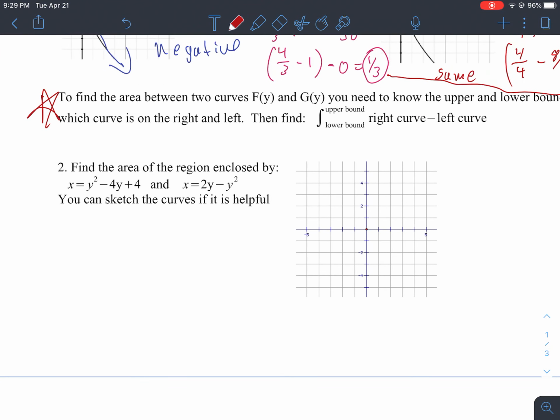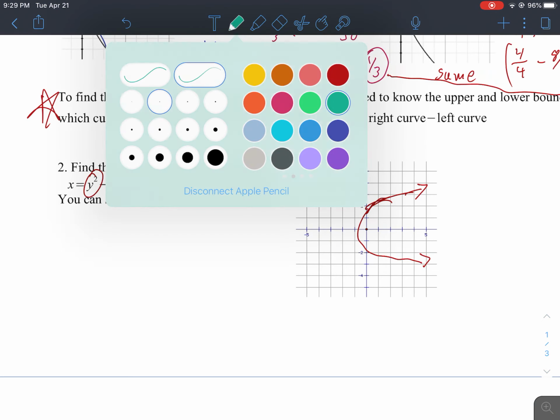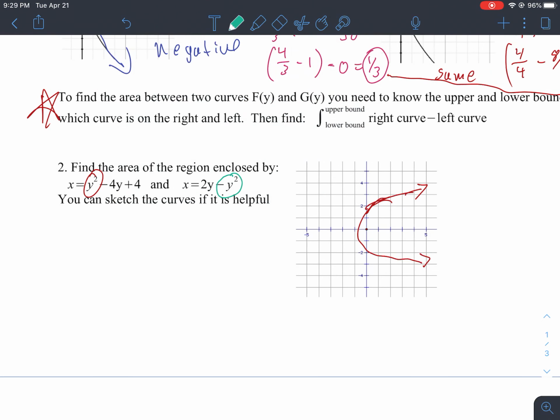Find the area of the region enclosed by, are they kidding? That looks terrible. So y squared is a sideways parabola, like that or something. I don't know exactly where it goes from. Now, negative y squared, that's a sideways parabola, but it's flipped. So the negative y squared one would look like that, because it's negative. The positive one we just learned up above, open to the right.